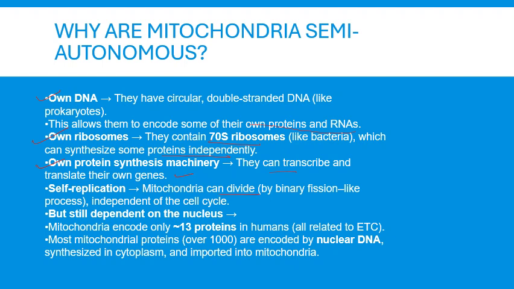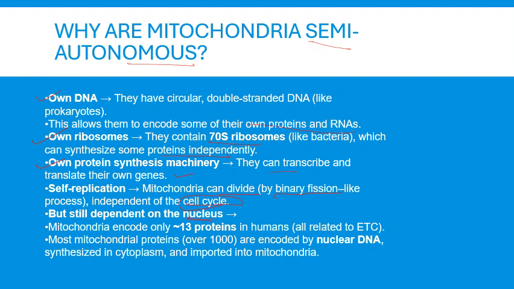Mitochondria can divide by binary fission like bacteria, independent of the cell cycle. The rest all divide in the cell cycle, but mitochondria can divide by binary fission as well. But again, like we saw, it's semi-autonomous, not fully autonomous. That's why mitochondria is not completely independent.